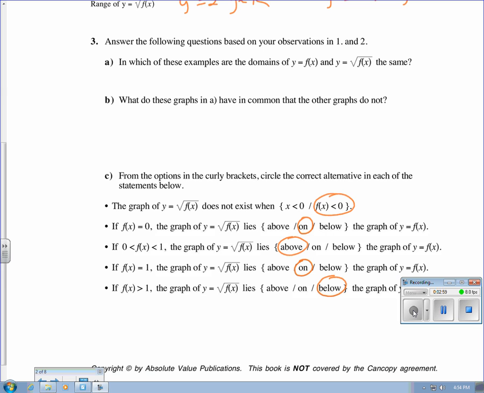If you're square rooting a y value between 0 and 1, you actually generate a larger value, which is why the graph was above. If you square root 1, that's still on the same original graph. But if your y values are greater than 1 and you square root them, you'll actually generate values that are smaller. So that's it for our generalizations. Let's try a couple.